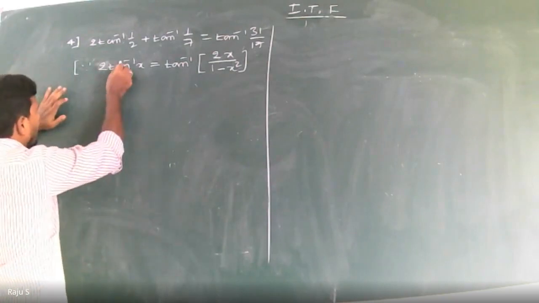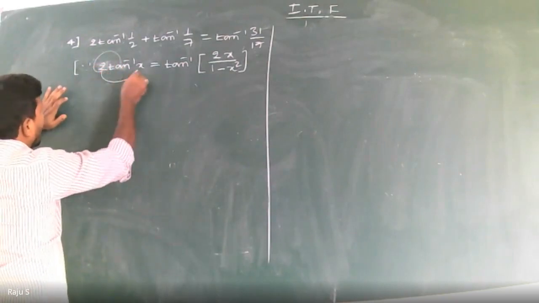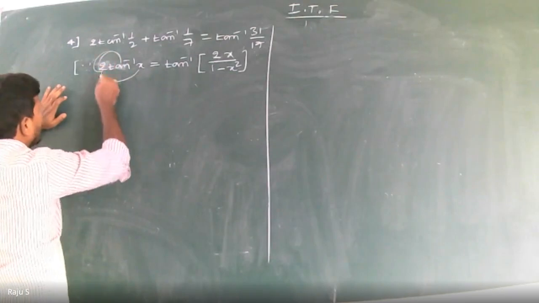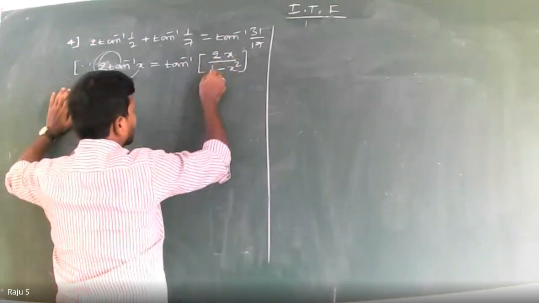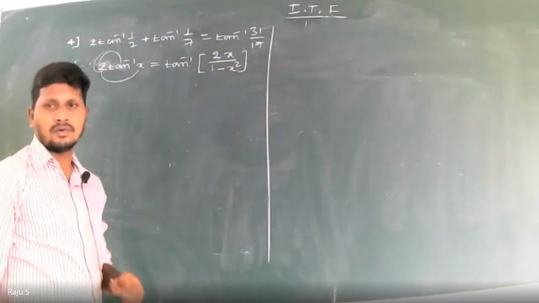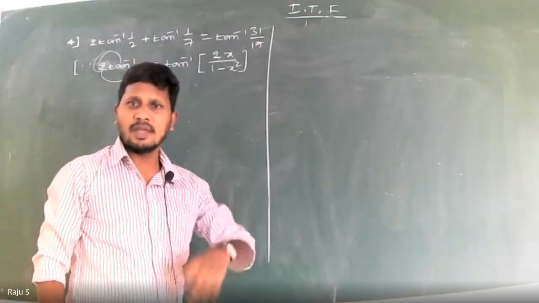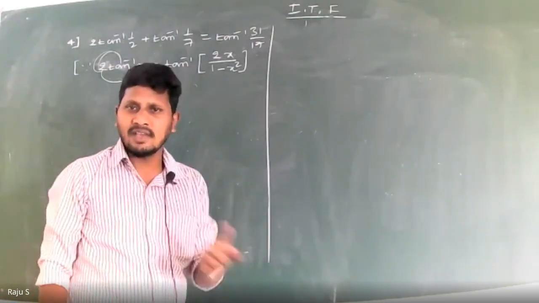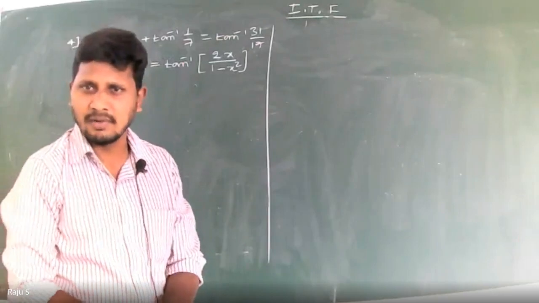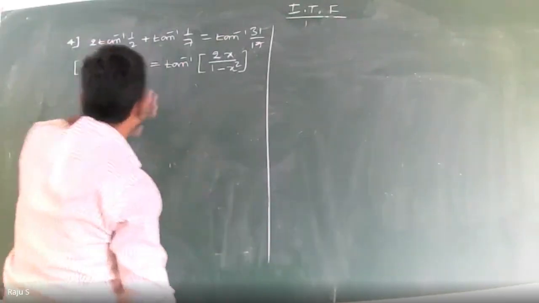Think like that: tan of 2x. The tan of 2x formula is 2 tan x by 1 minus tan square x. Like that we have to think. You can remember it like that. We can easily remember all trigonometric formulas; it's not at all difficult. Anyhow, apply this property.